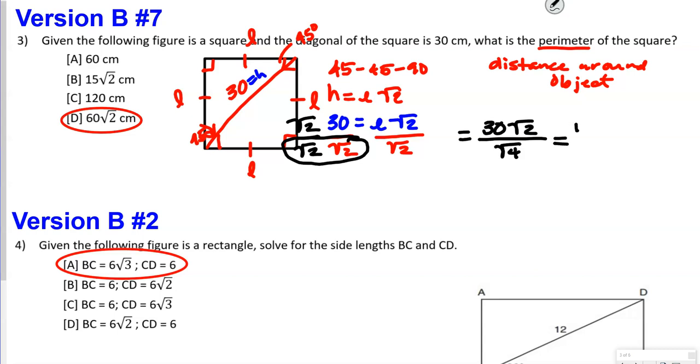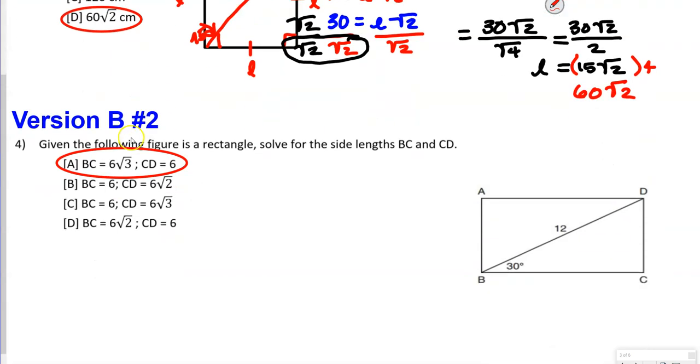2, exactly. So this is going to be 30 square root of 2 over 2. And then that 30 can be divided by that 2, right? So that's going to be 15 square root of 2, and that's going to be equal to our L. But how many sides do we have? 4 of them, right? So we're going to have to take that value and multiply it times 4. And 4 times 15 is 60, so that's why it's 60 square root of 2.